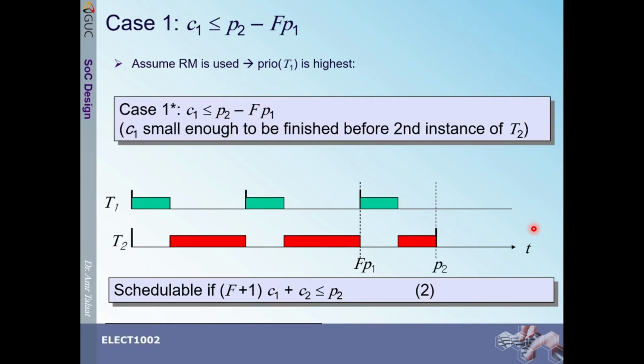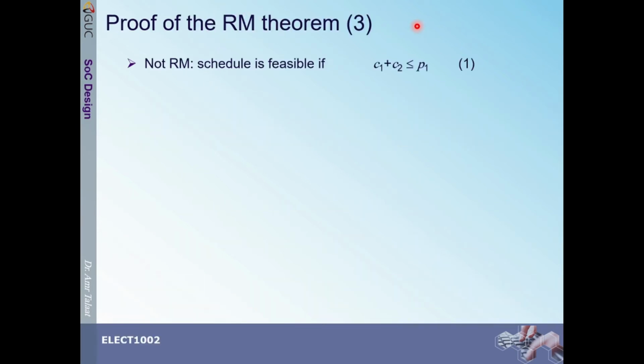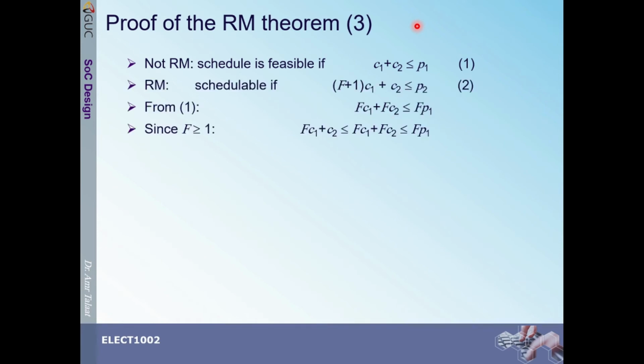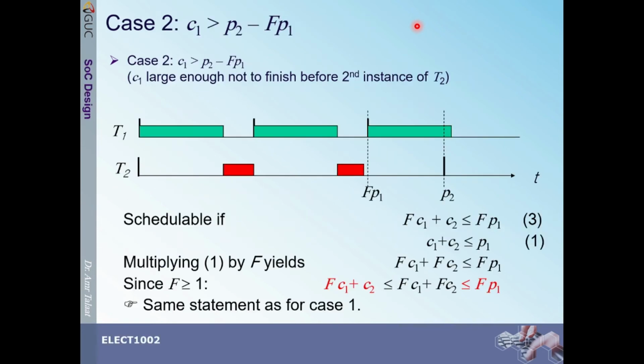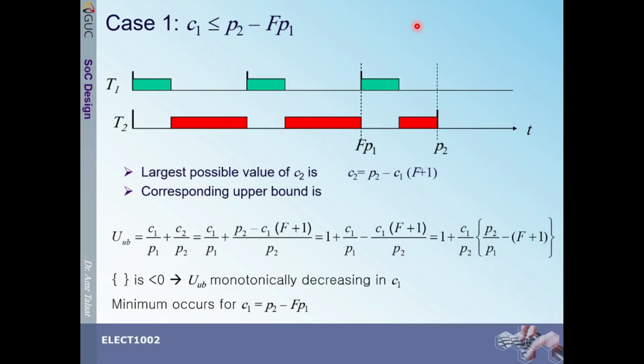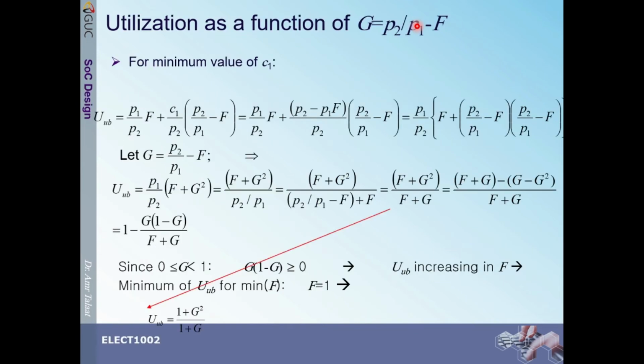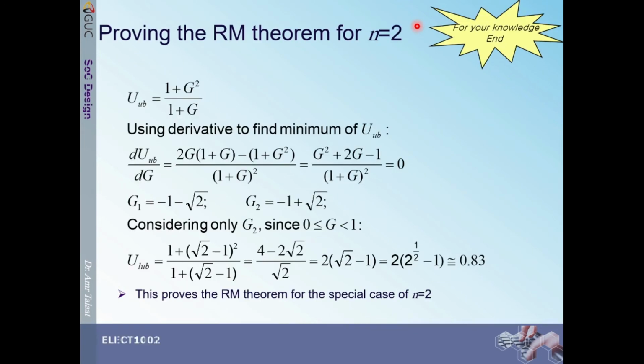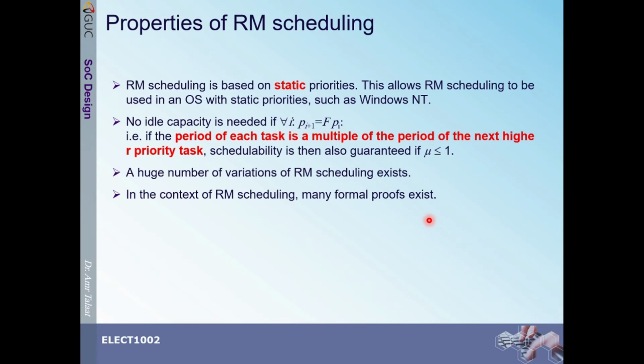There are two cases: where C1 is less than B2 minus F of B1, and the other case where C1 is bigger than B2 minus F multiplied by B1. Please go through it. If you have any questions, let me know. But anyway, it is not in the exam. It's just to describe how we reached this for two tasks.